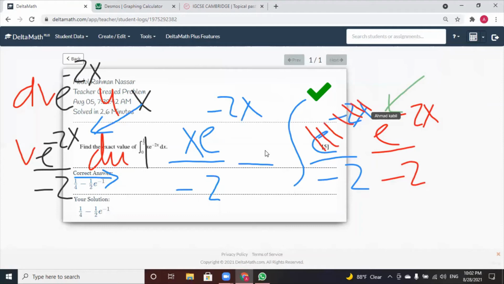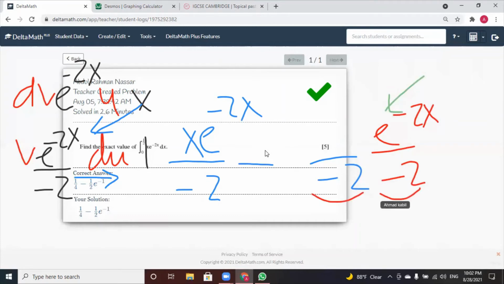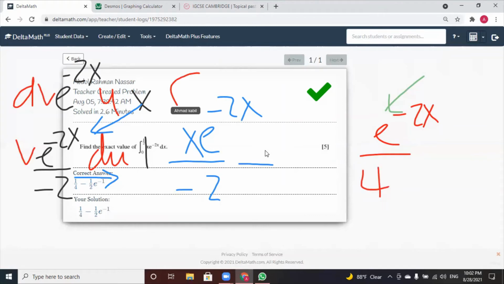So this is our answer before simplification, of course. Now I have here a negative 2 and a negative 2. So if I multiply those together, I get positive 4. And my answer is consisting of these two terms. So I now need to substitute from 0 to half. Let me rewrite this more neatly.